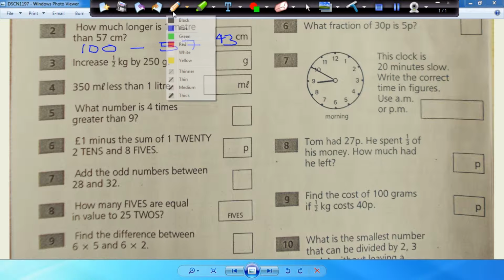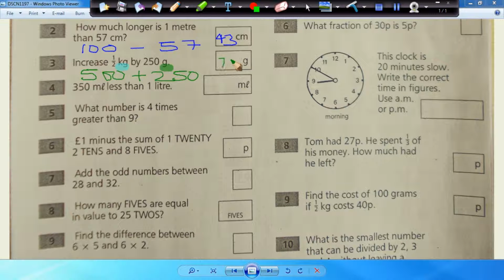Okay, next question. Increase half a kilogram by 250 grams. Now, watch this carefully. I'm using highlighter here now. They have here kilograms and they have here grams. So they got different units. I'm purposely trying to catch you. Different units. What do we do with the units? We make them both the same. In half a kilogram, how many grams do we have? 500. Excellent. And then we have to increase it. Increase it means add 250. So that gives a total of? 750. So don't get confused about the different units.